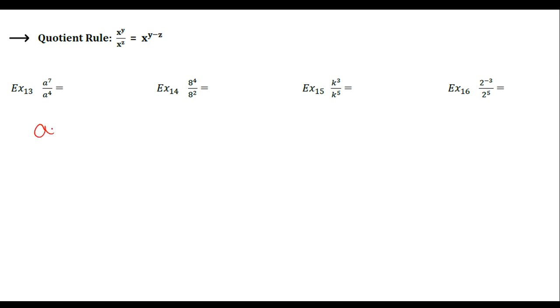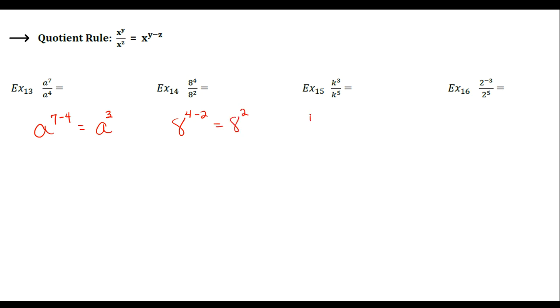So here we have a raised to the 7 minus 4. So you see that it's the numerator exponent minus the exponent in the denominator. So 7 minus 4 simply gives us a to the third. We have 8 to the fourth divided by 8 squared. So we're going to subtract exponents because our bases are the same and we are dividing. So we're going to be canceling out some 8s. So that gives us 8 squared.